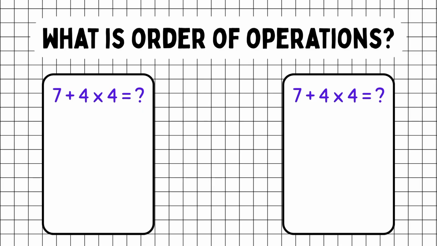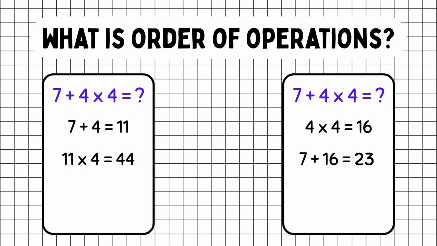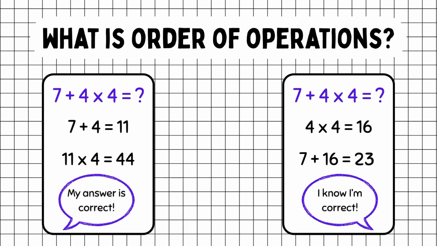Imagine you're solving a maths problem and your friend gets a completely different answer. Who's right? The truth is, without a clear rule, both of you could argue you're correct. That's why we use the order of operations.